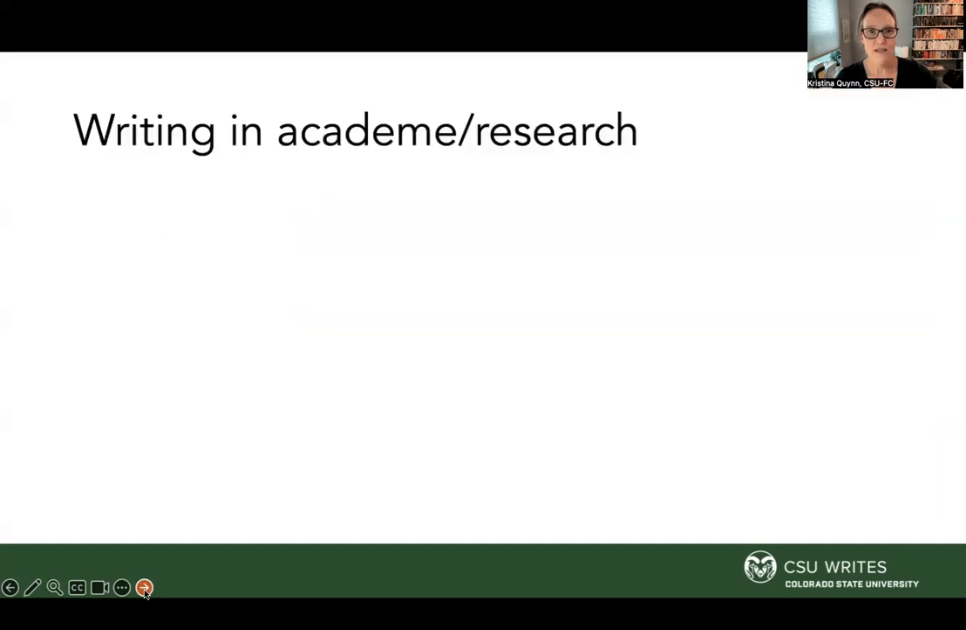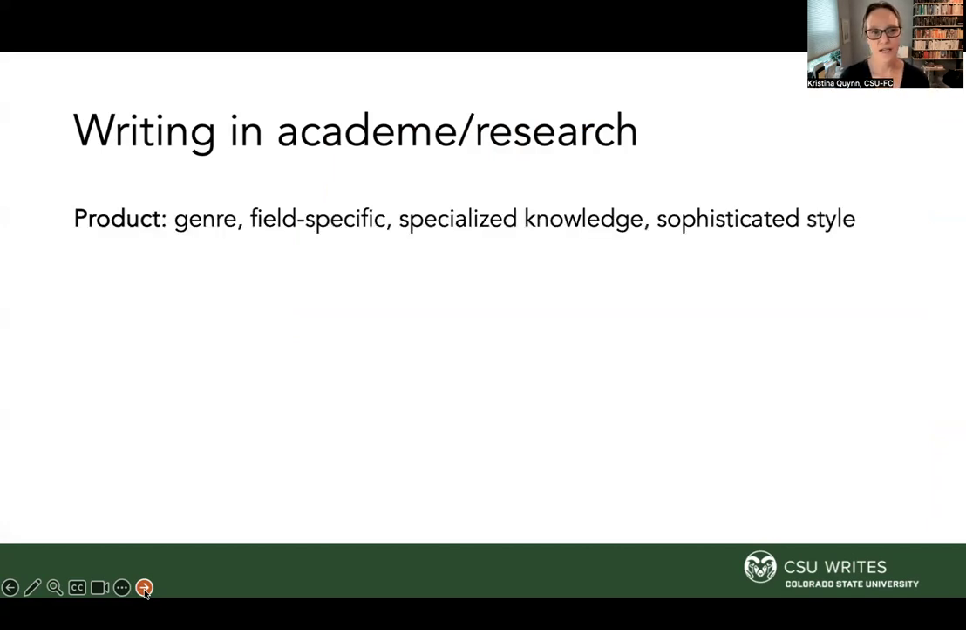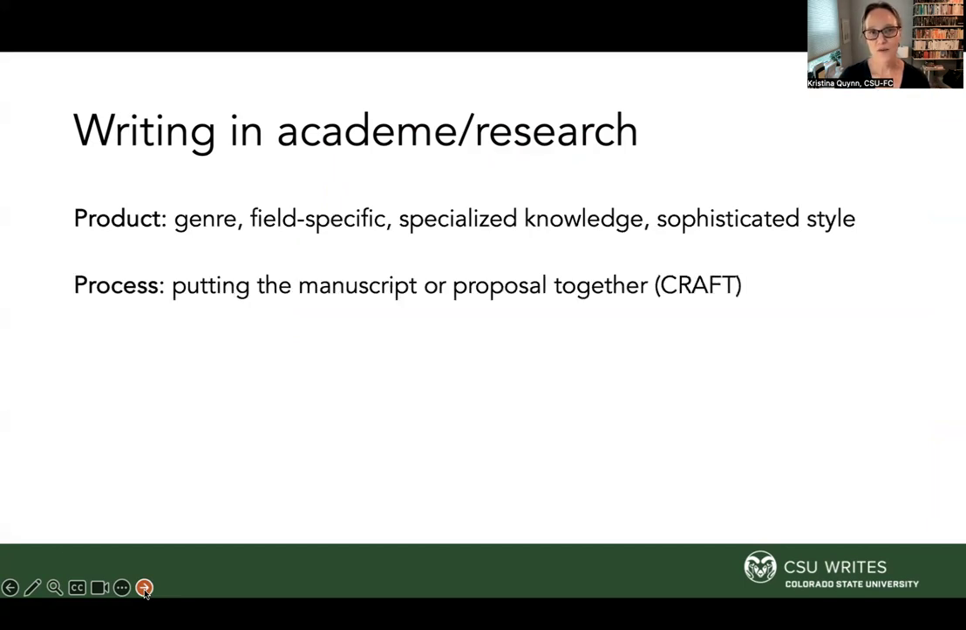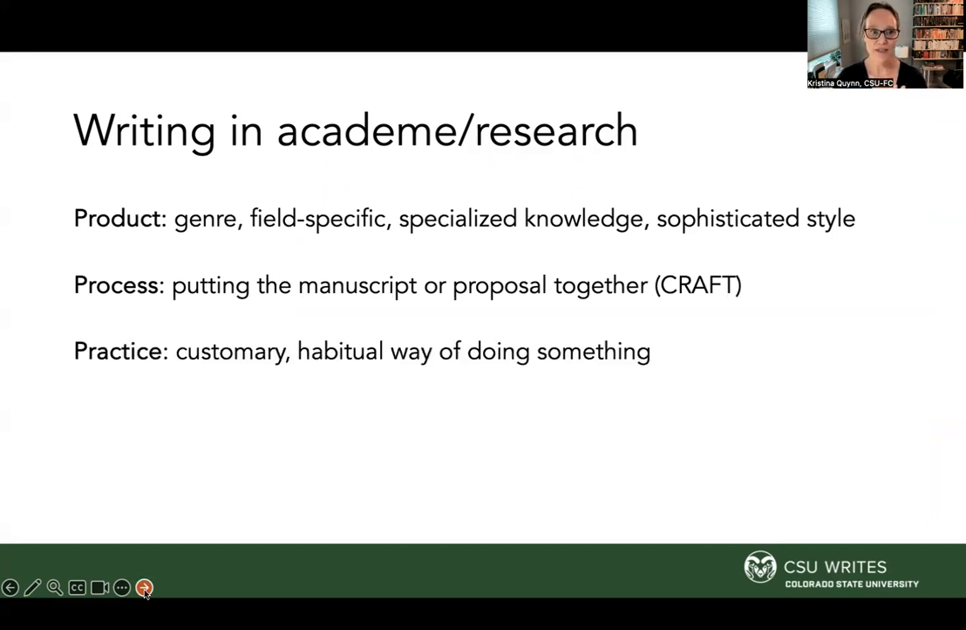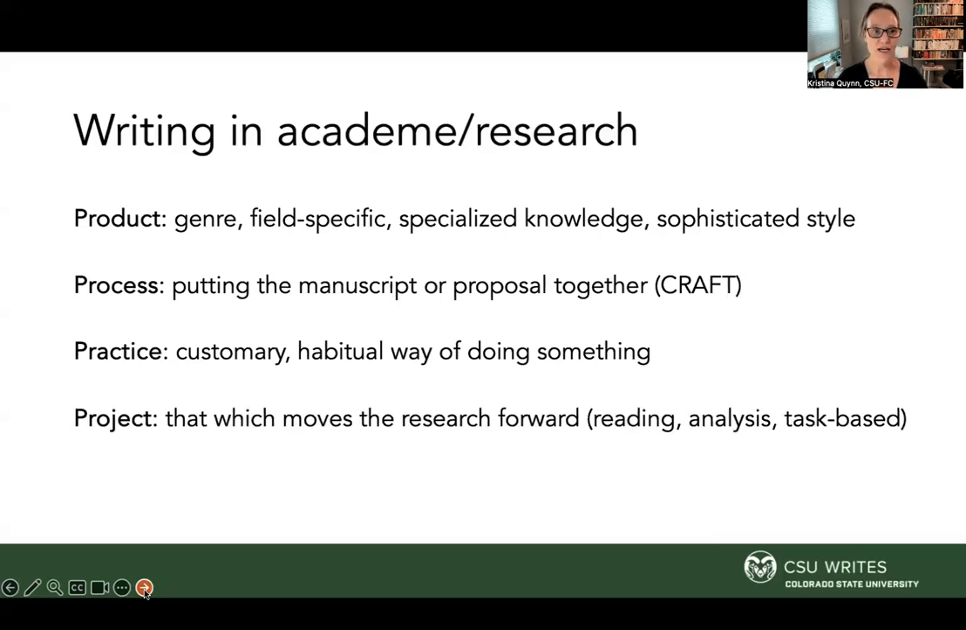All right. So just a reminder, and we talk about this repeatedly through CSU Writes. So the repetition here is for a purpose, though. Just as a reminder that writing is really complex. It's both the product, but also the process, putting things together, the craft of it, the arrangement of it, the practice for you, how it is you're customarily, habitually doing this. What are your rituals for writing? The project, anything that's moving it forward.